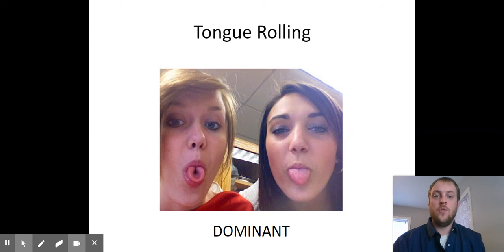Tongue rolling. So if you could roll your tongue, that is dominant. That is the dominant version or the dominant allele of the trait. If you couldn't, then that is recessive.